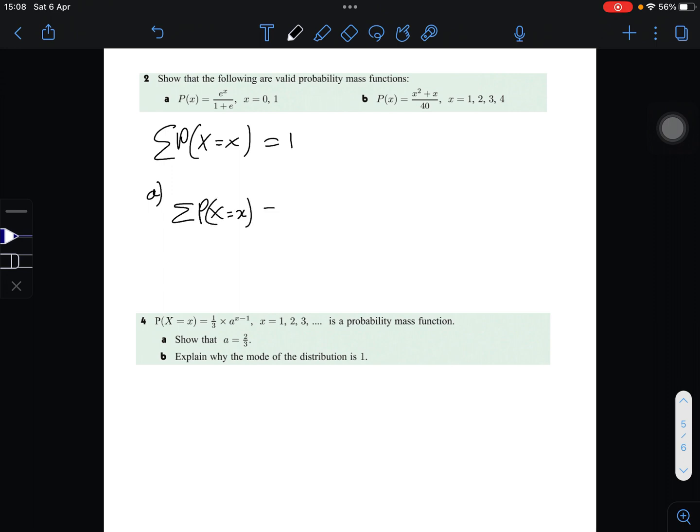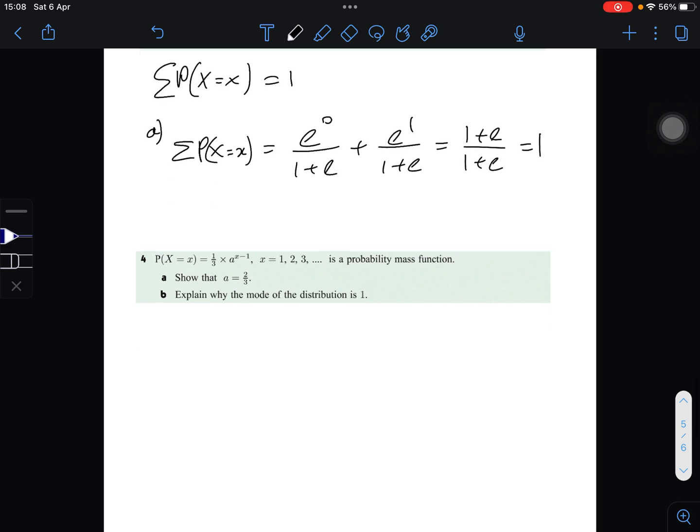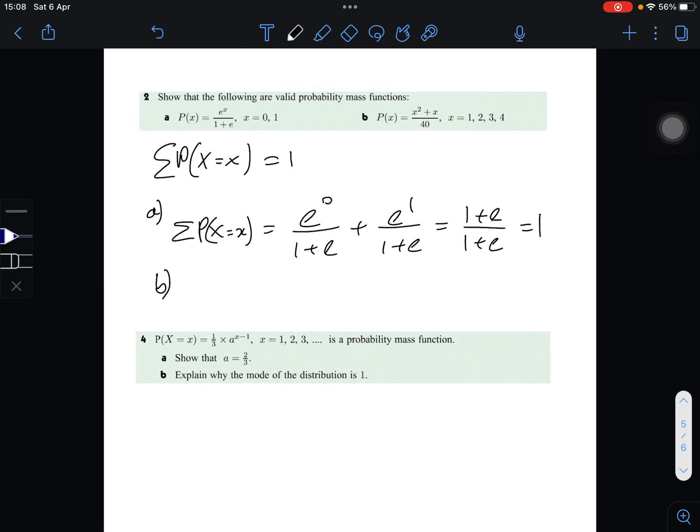So what we mean is that the sum of P of X equals x needs to equal 1, so we need e to the 0 over 1 plus e, plus e to the 1 over 1 plus e, to equal 1. Well, e to the 0 is just 1, and e to the 1 is just e, so therefore I get 1 plus e over 1 plus e, which equals 1. So that's definitely a probability mass function.